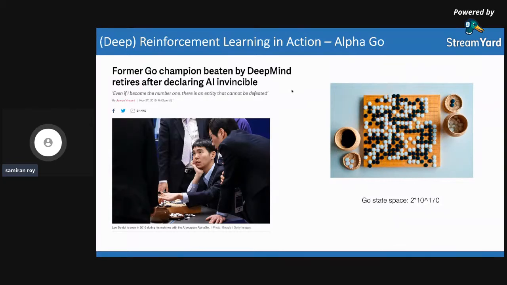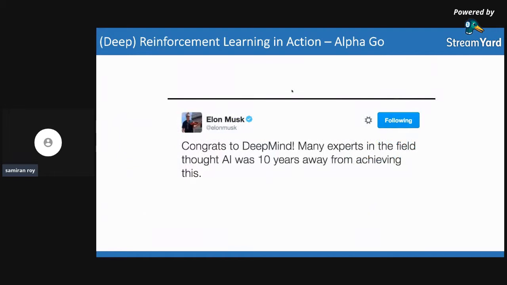And one of the key comments that Lee Sedol made was that the AI played like an alien. So it used moves which no human has used before. Mainly because it was trained using something called self-play, where the AI was not playing against other humans, but it was improving by playing against itself. Even Elon Musk tweeted that this was a huge achievement, and experts were expecting this kind of AI to come into the picture 10 years from now.